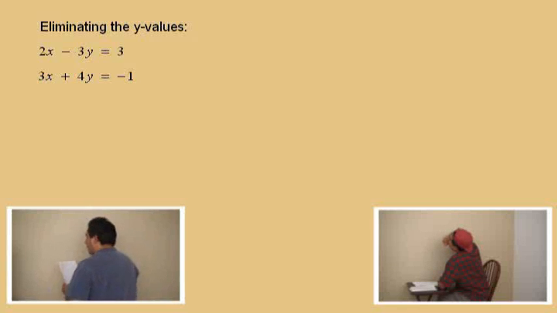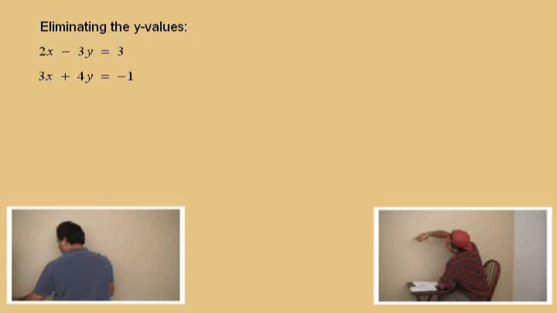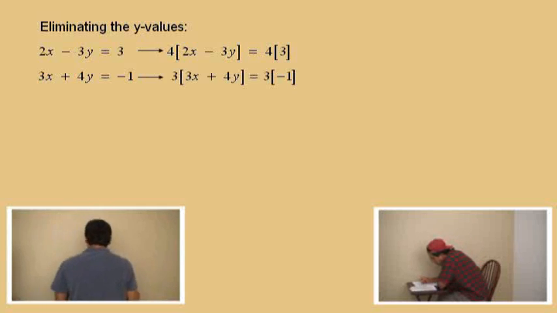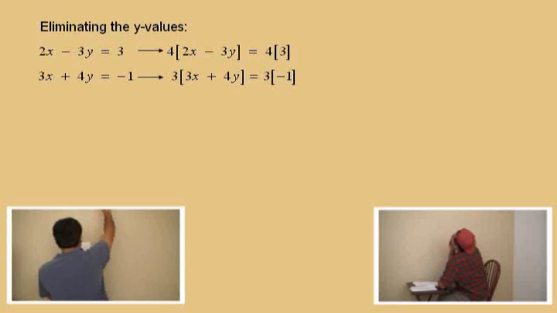So since we want to make a 12y, we have the 3y. What do we multiply 3y by to get a 12y, Charlie? 4. A 4, okay. That's why we're multiplying the top equation by 4. Now, in our bottom equation, we have 4y's. So how am I going to make that 12y? We're going to multiply both sides of that equation by 3. Very nice.